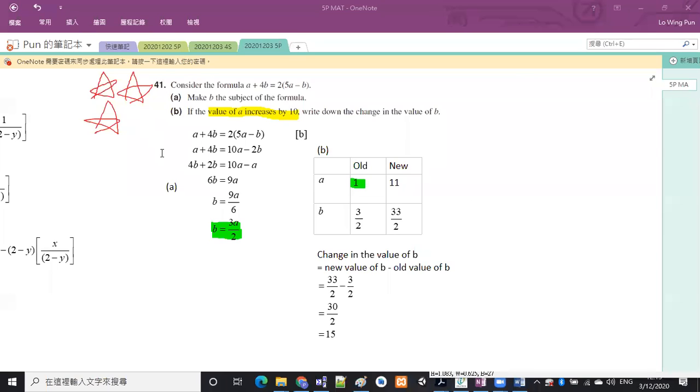Okay, do you have any more problems for question number 41, especially for part B? Okay, how to construct a value? Just assign a value, an old value, and then calculate the new value according to the question, and then calculate the old and new value of the subject unknown according to the formula, and then calculate the change. That is like this. Is it okay?